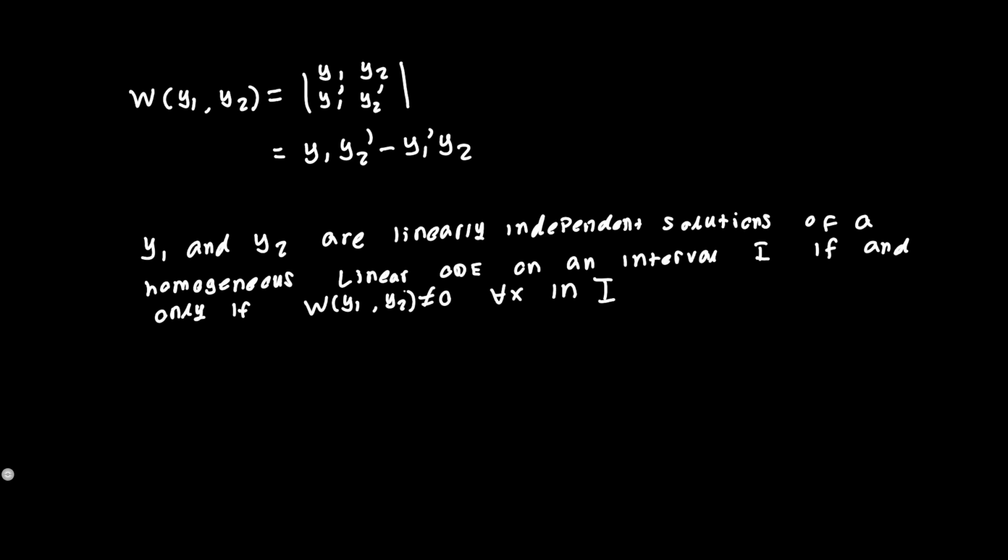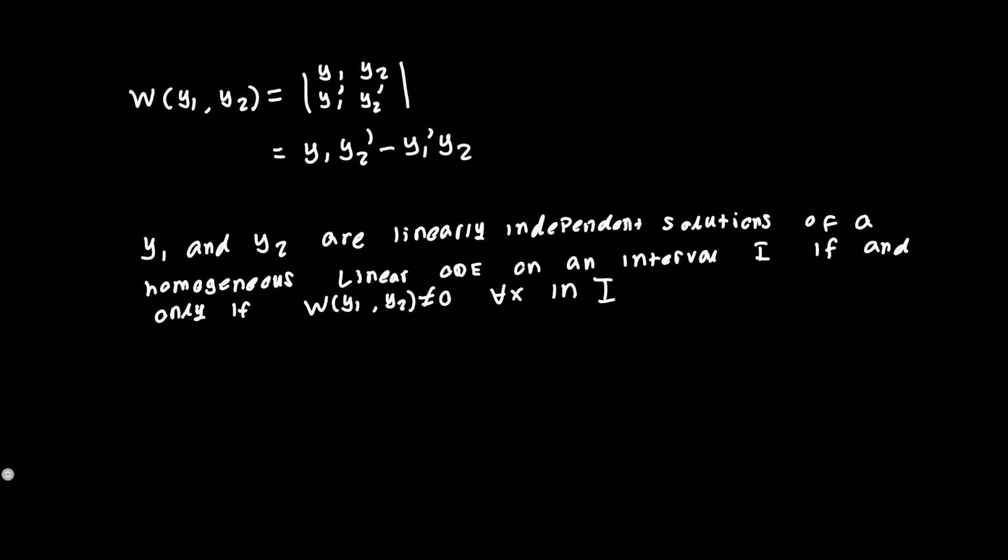We see that y1 and y2 are linearly independent solutions of a homogeneous linear ordinary differential equation on an interval I if and only if the Wronskian of the two solutions is not equal to 0 for all x in I. In the event that the Wronskian is equal to 0, then there is linear dependence, because y1 and y2 are the same function, just multiplied by a constant. But if the Wronskian of the two solutions, y1, y2, does not equal 0, then at any point the solutions are not proportional everywhere.